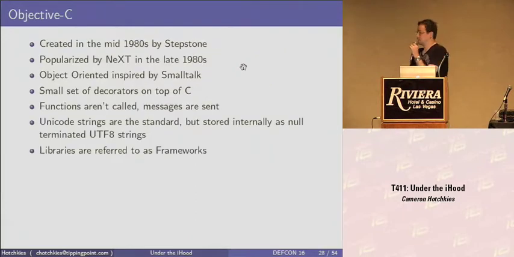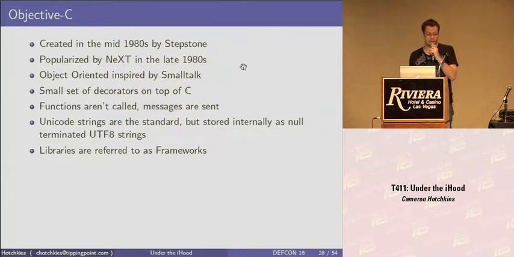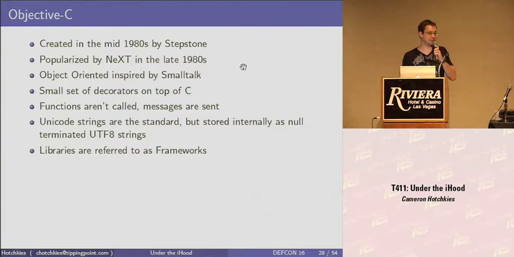Objective-C, which is what I program in mainly now, was created in the 80s by Stepstone. Then it was popularized by NeXT, so the 5 guys who were using NeXT in the late 80s remember this stuff. The original version of Doom, I believe, was written in it. It was inspired by Smalltalk, and it's a set of decorators on top of C, which means they changed it around. People start to try and explain to them, they're like, oh, it's like C++, and you're like, no, not really.